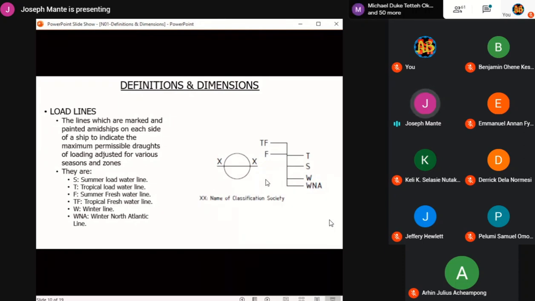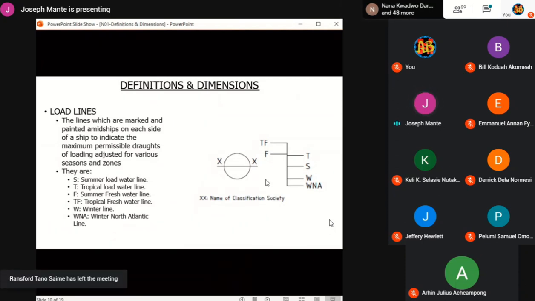So in every season, you should be able to know where exactly your load line should be. For instance, when you are in the tropics, at the tropical load water line, you should be able to know exactly where your load line is. That is how you can load.